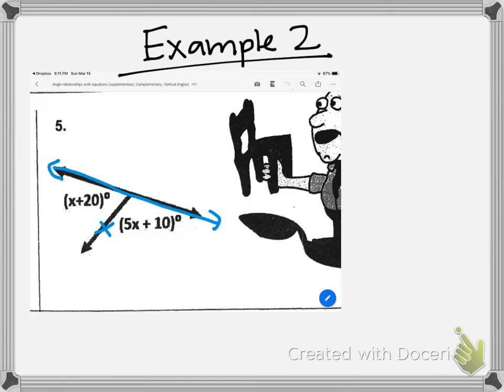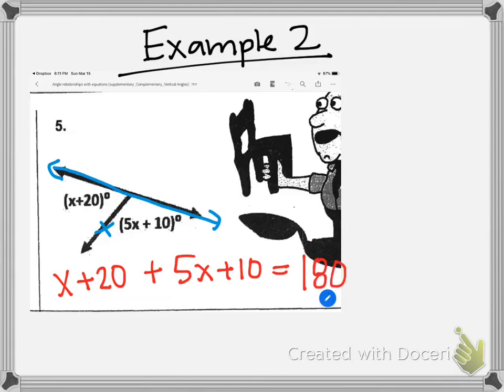So here the way we would set this up is x plus 20, and then to that we're going to add the 5x plus 10, which is still going to equal the 180 degrees, because remember these are supplementary angles that create our straight angle, therefore it's 180. This one's going to have a few more steps, so here we're going to want to combine like terms. Looking at our x's, we have x plus 5x, leaving us here with 6x.